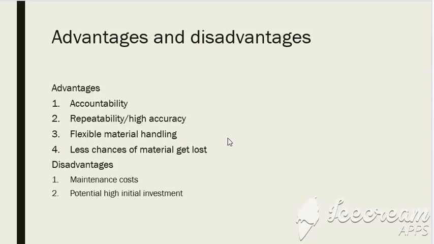Next are the advantages and disadvantages of the AGV. Advantages: accountability. In the case of humans, errors may occur, but compared to a machine, there is a probability of zero errors, so fewer chances of errors. And repeatability, high accuracy, and due to repetitive high accuracy it will produce, and flexible material handling, and less chance of material getting lost, so the production is not affected by material handling. These are the advantages. And the disadvantages are maintenance cost and the potential initial investment.